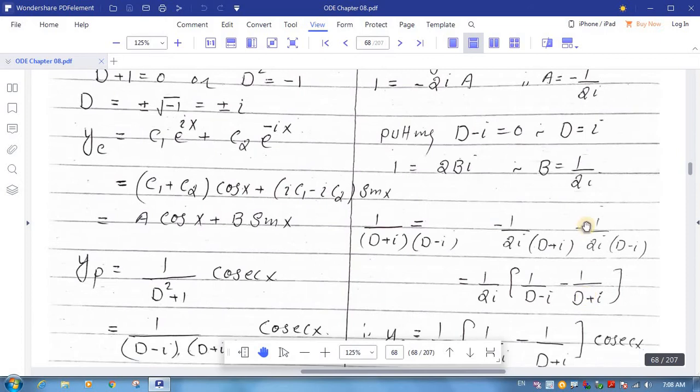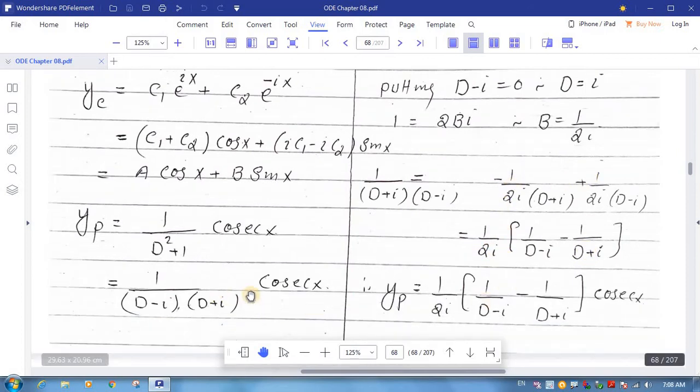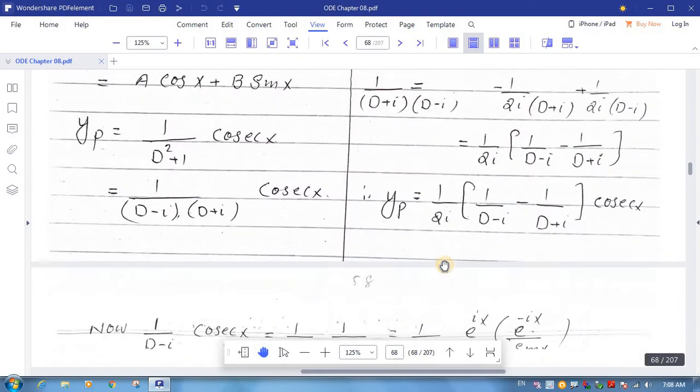Now simplifying, taking common here, this is common. So yp will be equal to this partial fraction of this proper fraction, so we replace this expression by this one. So this is the value after putting. Now we have to calculate the value of 1 over D minus iota into cosecant x. Similarly we have to calculate 1 over D plus iota into cosecant x. So let's see in the next page.